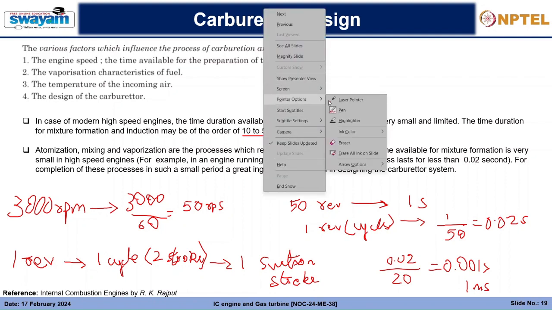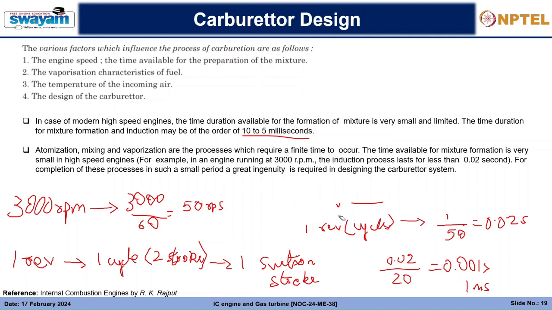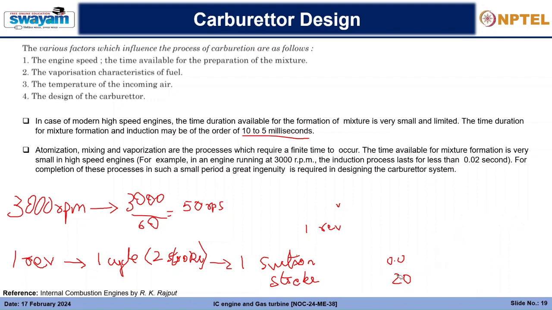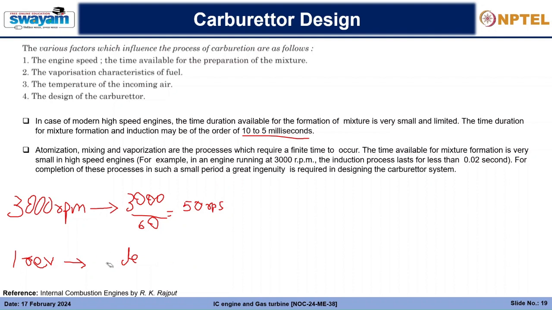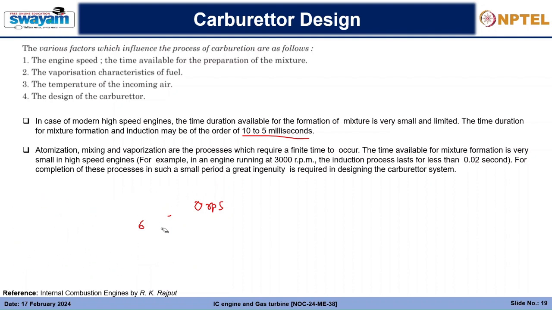So the whole point here is that since the time for induction is very less, the carburetor design should be such that it is able to produce a very homogeneous mixture of the air and fuel in this very small time. That is the whole point of this carburetor. And if we are able to design that, then we are successful in having a very efficient system.